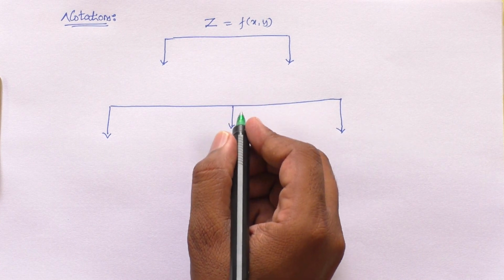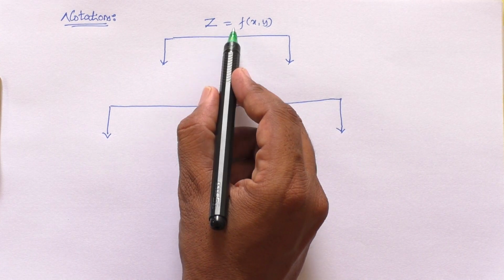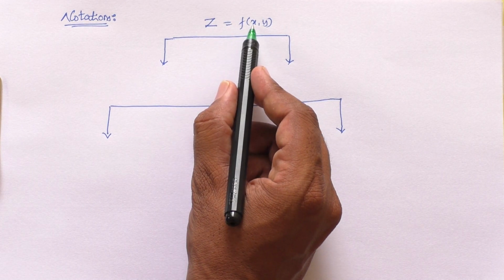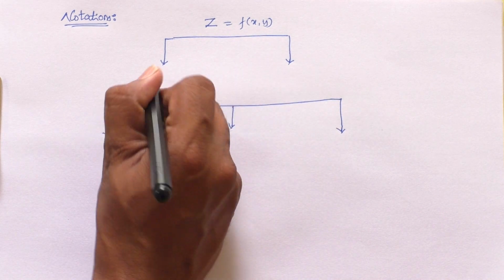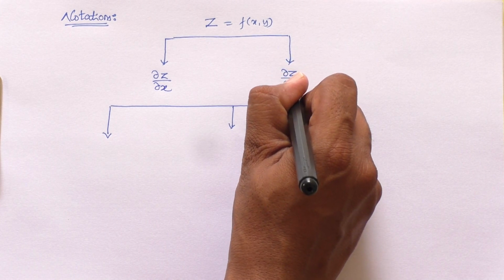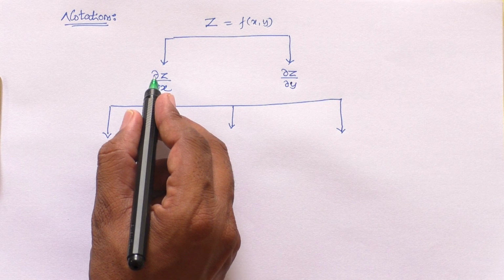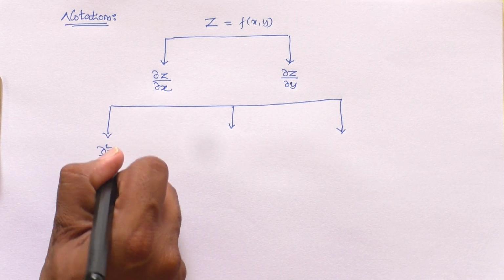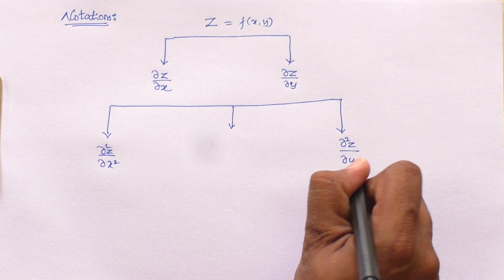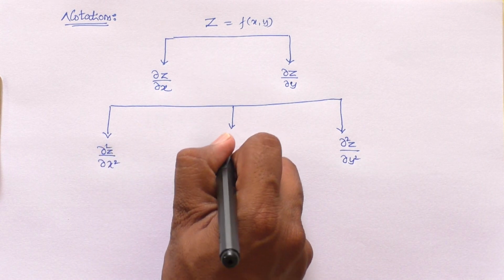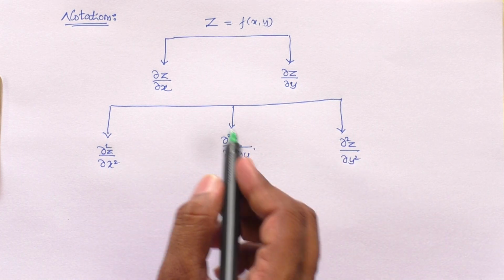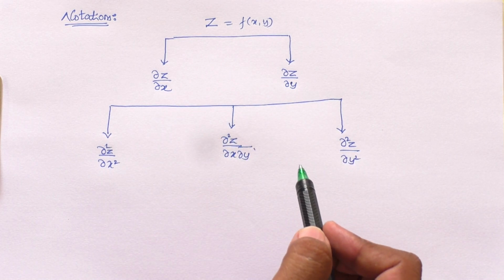Here you must know certain notations. If z is a function of x, y, z is dependent on x, y, then we get the change in z with respect to x and the change in z with respect to y. Those are denoted by dou z by dou x and dou z by dou y. These are partial derivatives. Similarly, if you differentiate again, you will get dou square z by dou x square, and again with respect to y, dou square z by dou y square. Dou z by dou x with respect to y gives dou square z by dou x dou y. These are all called first order and second order partial derivatives.